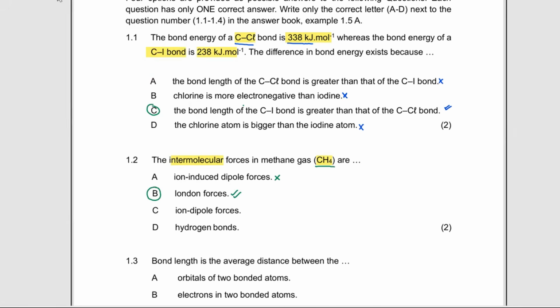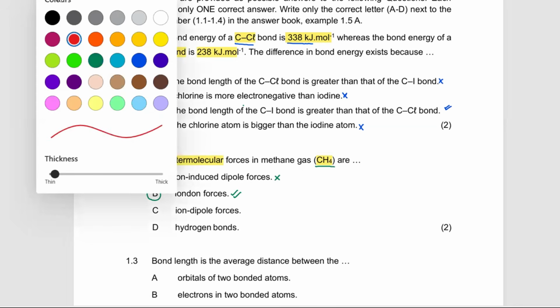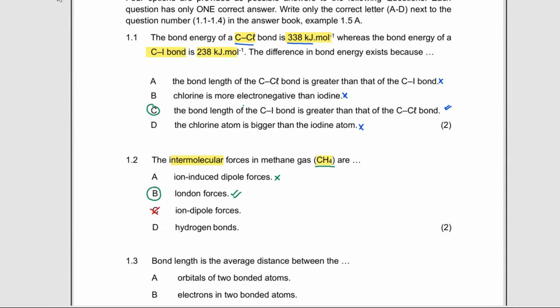Then ion dipole forces, this is incorrect, as well as option C, and then option D, also hydrogen bonds. Remember, for hydrogen bonds, your hydrogen should be bonded to fluorine, oxygen, or nitrogen for it to form hydrogen bonds.